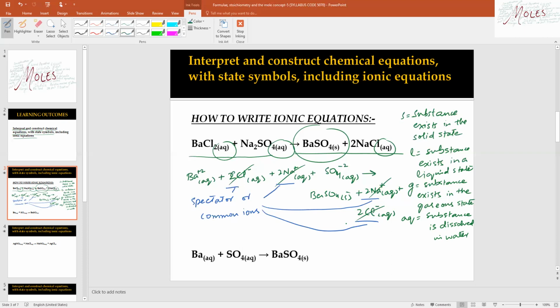So the final ionic equation for this reaction will be Ba2+(aq) + SO4 2-(aq) gives BaSO4(s). This is the final ionic equation.